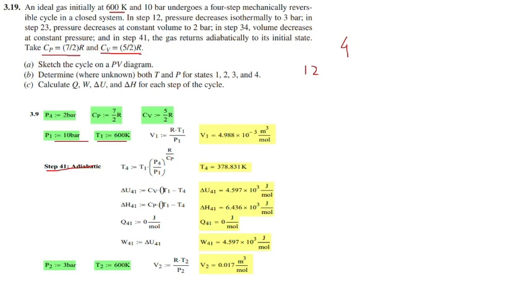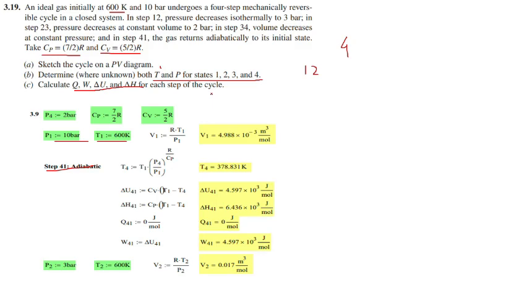You have to sketch the cycle on PV diagram in part A. In part B, you have to determine the unknown T and P for the states 1, 2, 3 and 4. You have to find T1, T2, T3, T4, and P1, P2, P3 and P4, and you also have to calculate Q, W, delta U and delta H for each step. So first I am going to solve for the adiabatic process.